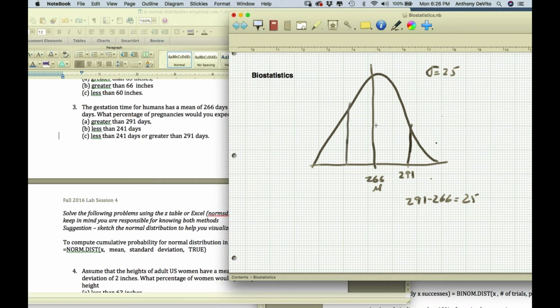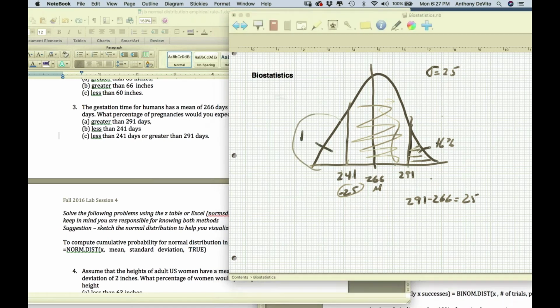So I know that 68% of the outcomes are going to be between one standard deviation below and one above. So the probability that's left up here is going to be half of the 32% that we didn't account for, which is about 16%. Okay, how about less than 241 days? 241 minus 266 is minus 25, so it's one standard deviation below the mean, which would mean the probability of getting a value less than this is also about 16%.